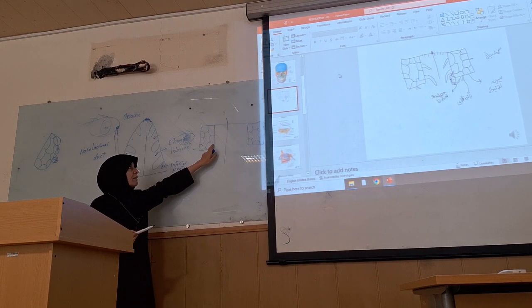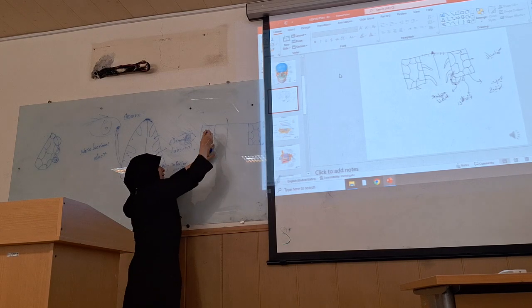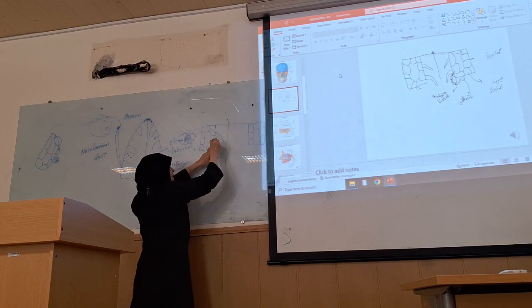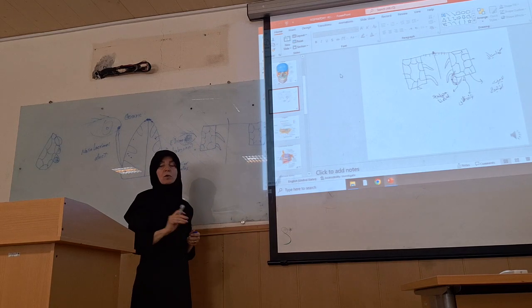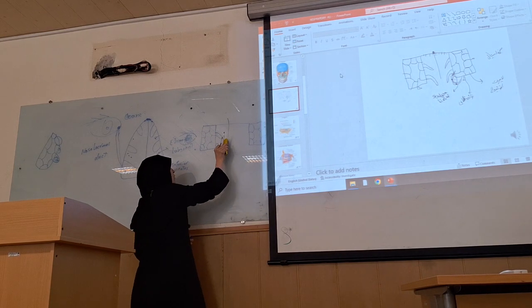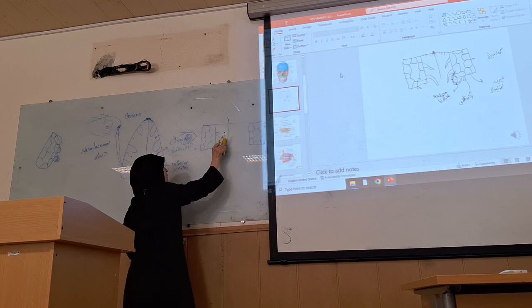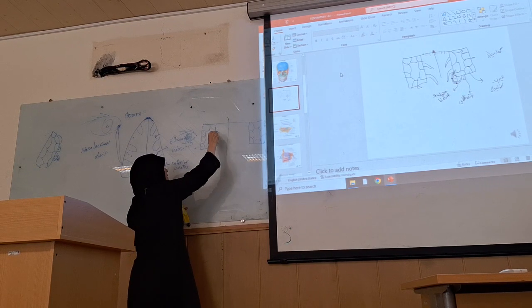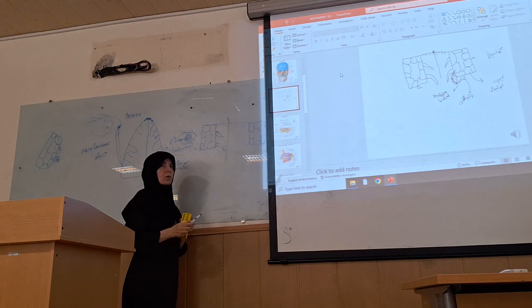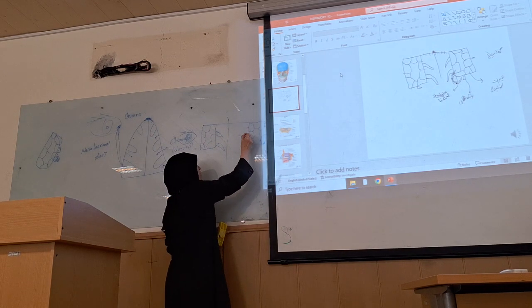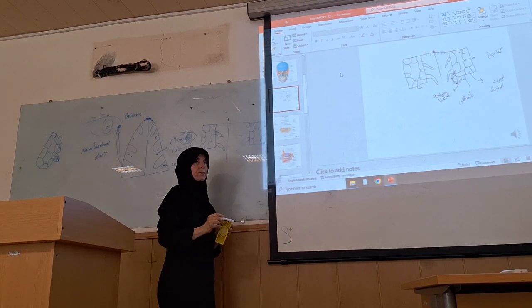On the medial surface of the ethmoidal labyrinth, we have two processes that we call the superior concha and the middle concha. So it is the superior concha and here is the middle concha. Again here, superior concha and middle concha.